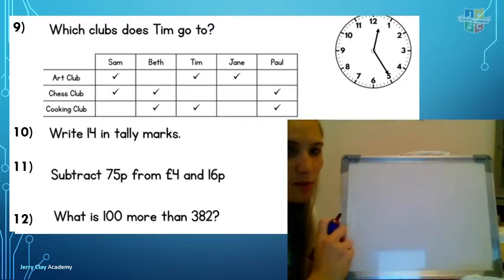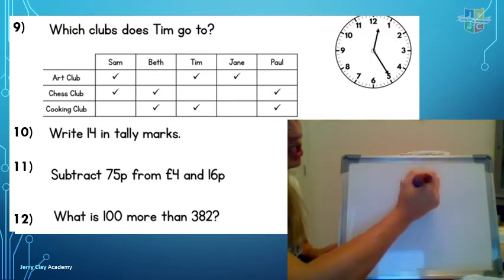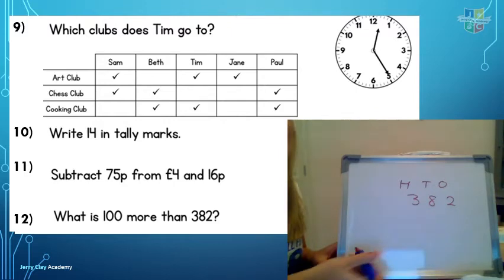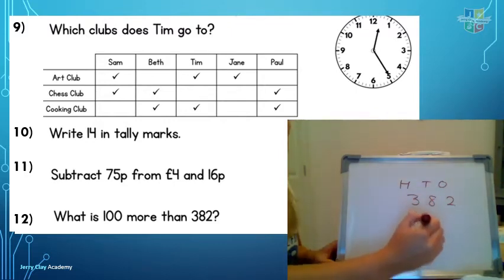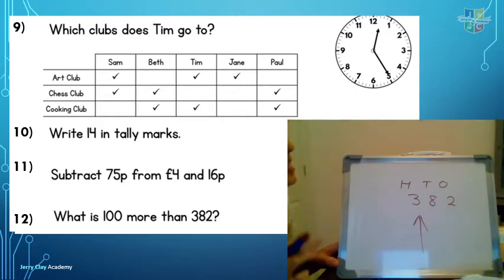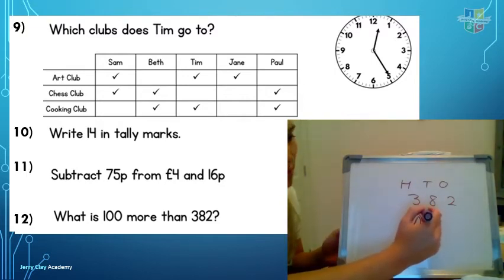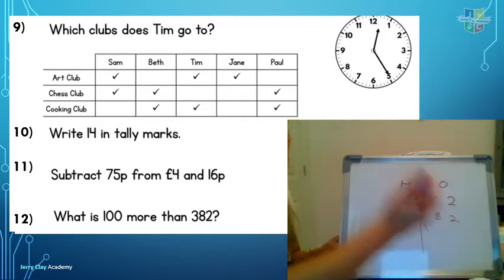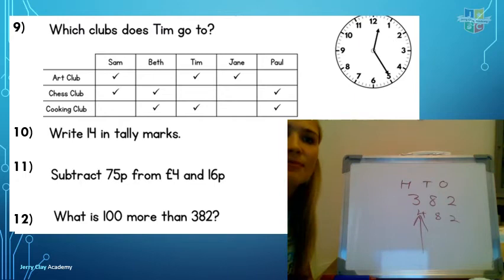And finally, what is 100 more than 382? Well, if we put our hundreds, tens and ones column, 382. If we're finding 100 more, the only column that is going to change is our hundreds. We want 1 more 100, so that will become 482 because your tens and your ones will stay the same.